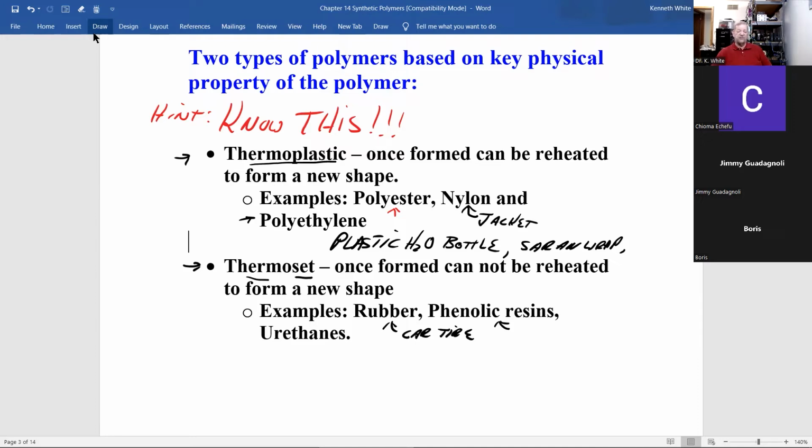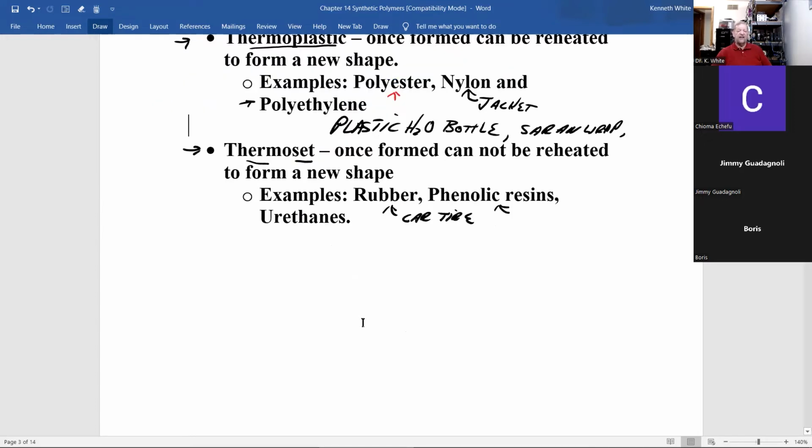I also have patents in what's called urethanes. And we'll talk more about urethanes this chapter. But if you like the way it feels when you sit down in your car on the seat or in a sofa, you're sitting on what's called a urethane foam. And those can't be recycled or reshaped, and you should know that.